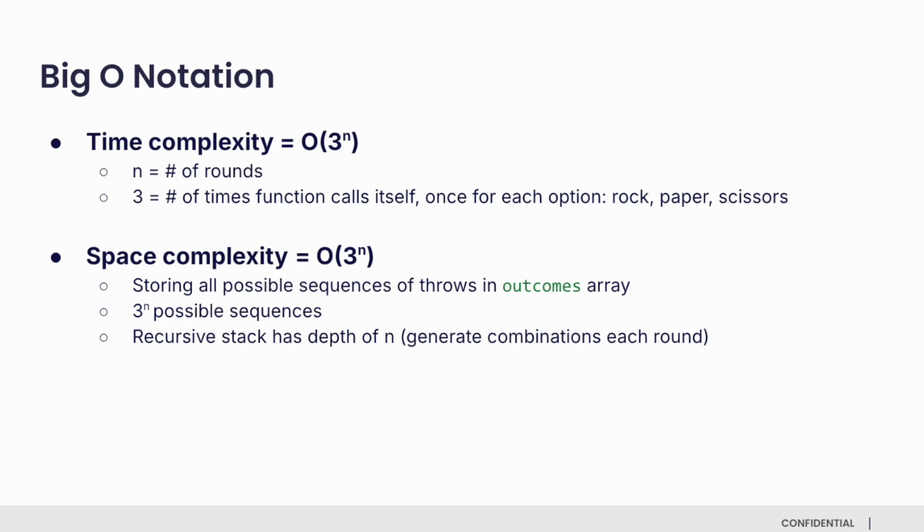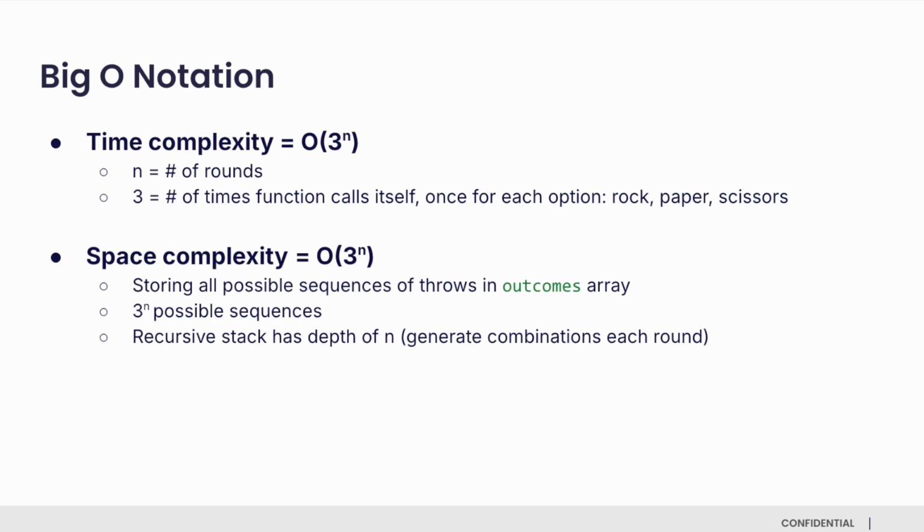So let's talk about the big O notation for the solution. The time complexity is going to be O(3^n), where n is the number of rounds. The exponential growth here comes from the fact that for each round, there's 3 possible choices, rock, paper, or scissors. So for n number of rounds, the total number of possible combinations of moves is calculated by multiplying 3, which is our choices per round, by itself n number of times. So that's what gives us the 3 to the nth power.